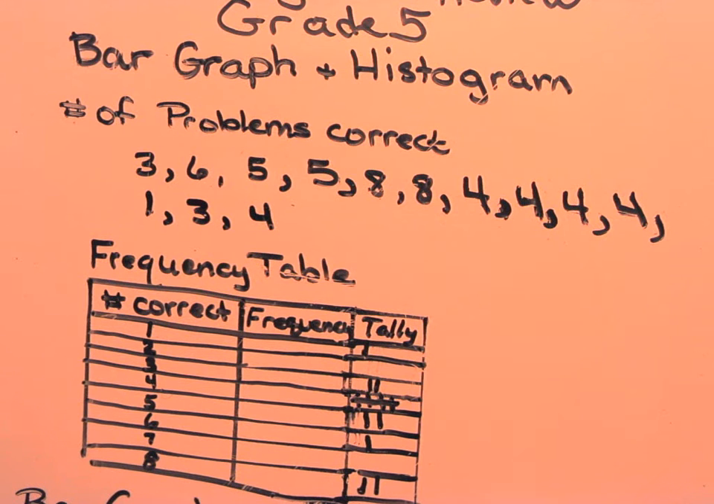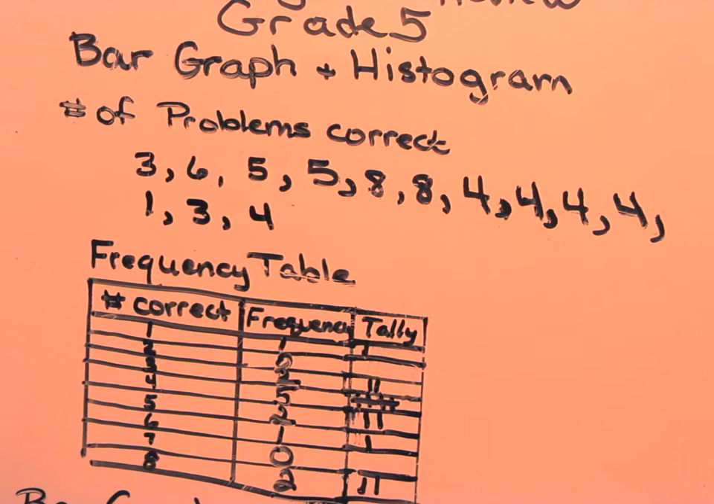Now I can write in the frequency. The frequency of the number 1 is 1 time. I don't have any for 2. I have 2 for the number 3, and I know this might be a little hard to read because of this board, but we'll get the idea. I have 5 number 4s. I have 2 with 5 correct. I have 1 with 6 correct, 0 with 7 correct, and 2 with 8 correct. So that's what we call a frequency table.